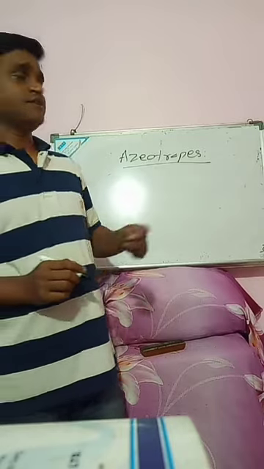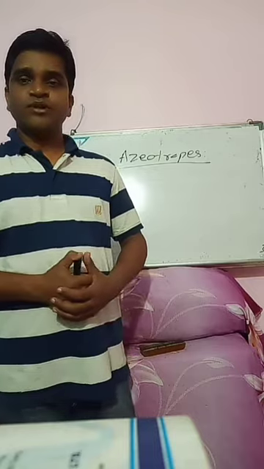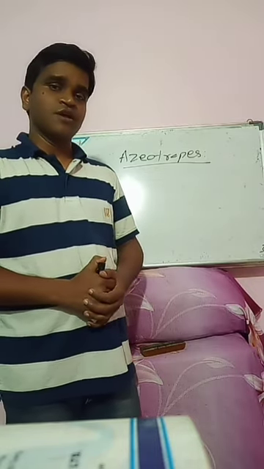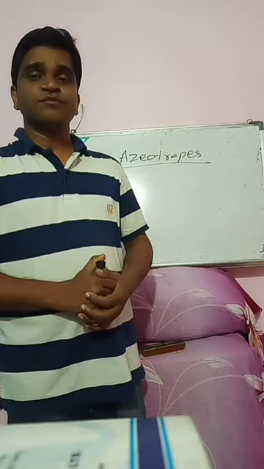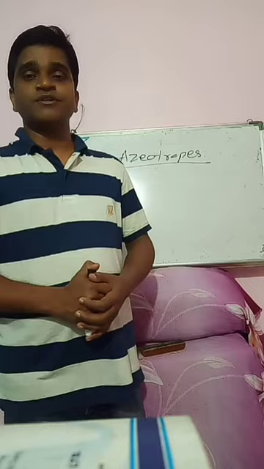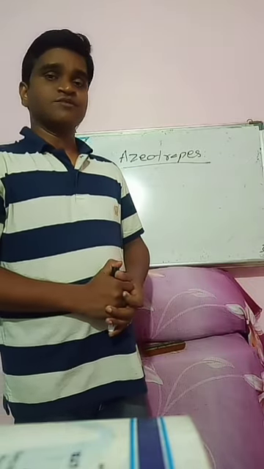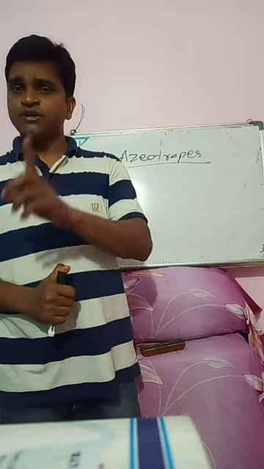Azeotropes, this is a binary solution having constant boiling point like that of pure solvent. Pure solvent has a constant boiling point, like ethanol has a boiling point 351.5 Kelvin, water has a boiling point 373 Kelvin, nitric acid has a boiling point 359 Kelvin. So pure solvent has a definite boiling point.